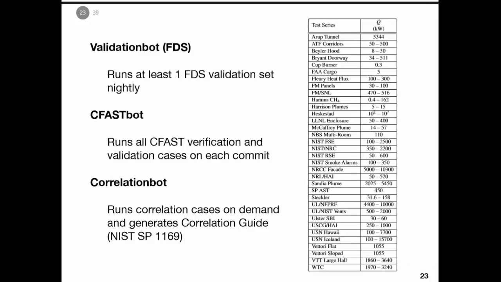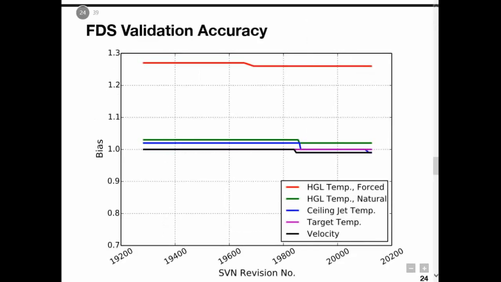Kevin mentioned some of these quantities, but essentially I just want to say the automated aspect of it is that validation bot is running at least one data set nightly. We usually ramp this up as we get closer to a release. CFAST bot is doing the same thing and running against CFAST. So you might have noticed CFAST is a bit more bug-free these days since this whole process has been applied. And that actually runs the entire suite every time a change is made to CFAST. And correlation bot runs these correlation guides on demand as we add new data or correlations.